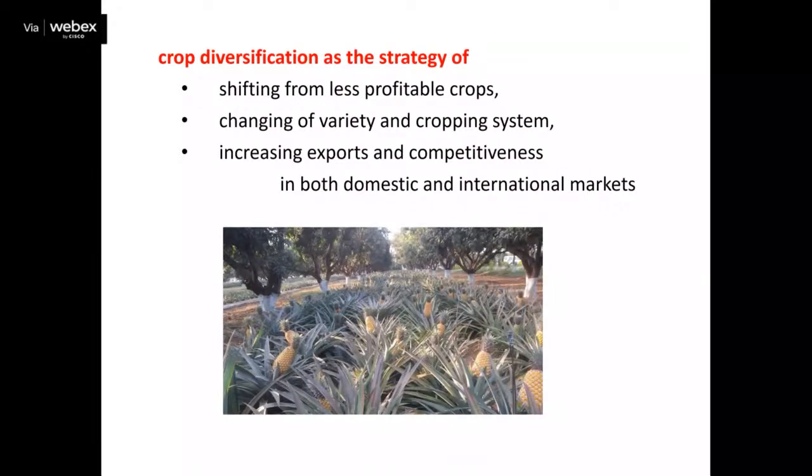So, as we already discussed, crop diversification is a strategy. It is a strategy to maximize the use of land, water, and other resources for the overall agricultural development of the country. The farmers are provided with different viable options to grow different crops in different agroclimatic conditions to avoid risk and uncertainty. It is a shift from less profitable crops to high profitable ones like fruits and vegetables. It is changing the variety and cropping system as per the agroecological and agroclimatic conditions, and it also increases the exports and competitiveness in both domestic and international markets.